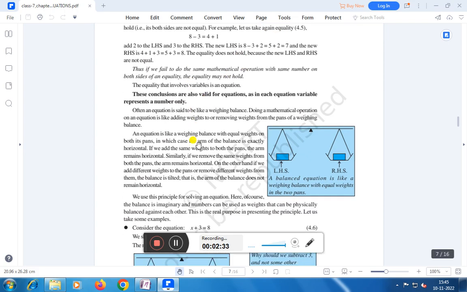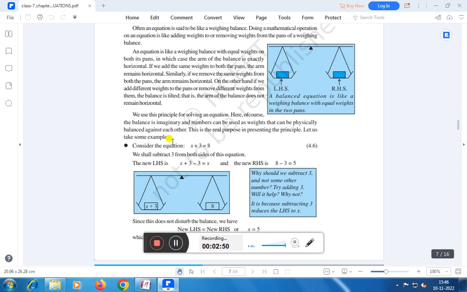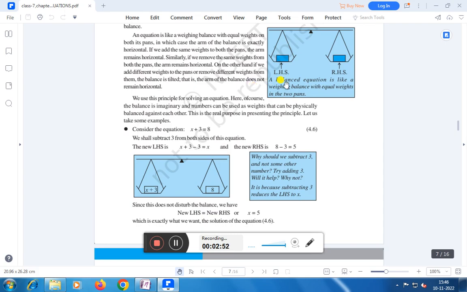may not hold. The equality that involves variables is an equation. These conclusions are also valid for equations, as in each equation a variable represents a number only. Here, a balanced equation is like a weighing balance with equal weights in the two pans.